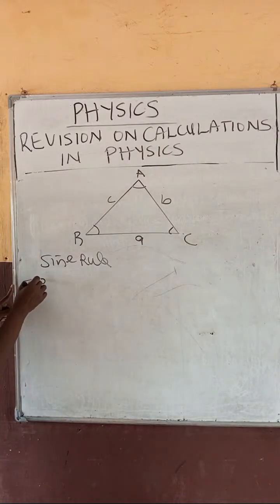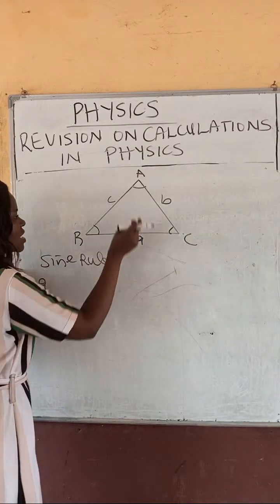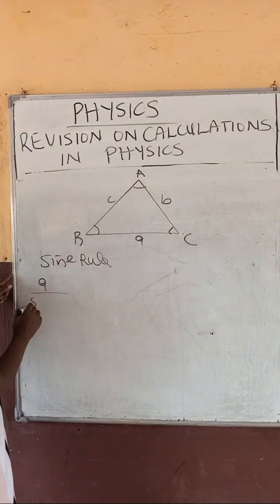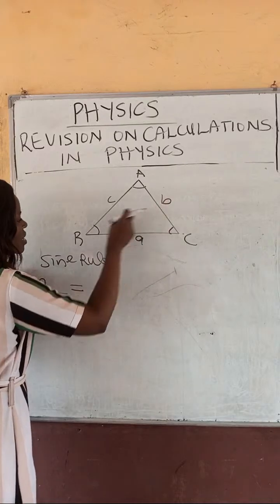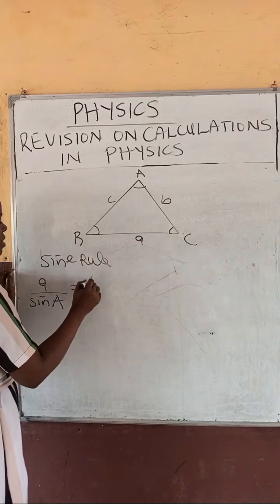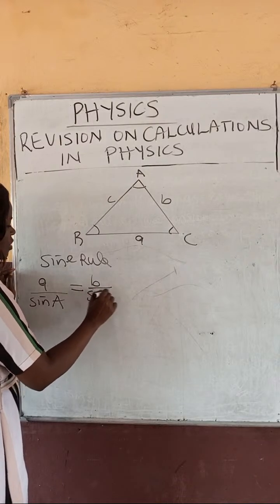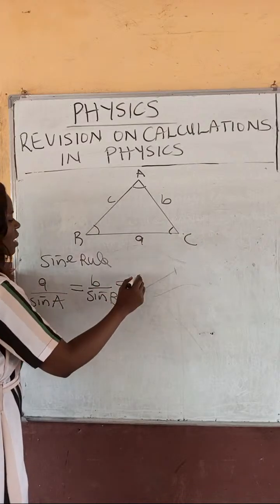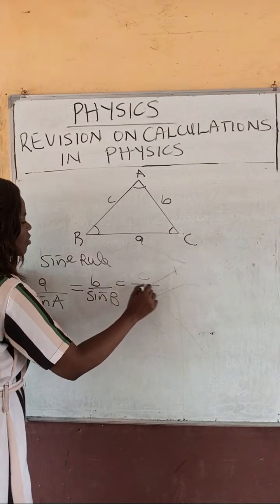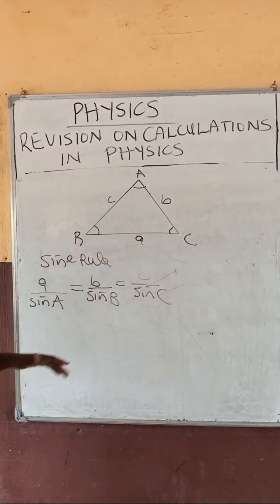So that is what? a. The angle facing this a is angle A. I will now say a over sine angle A is equal to b. The side facing it is angle B. So I will now say b over sine angle B. Right? Then c. The angle facing it is C. I will now say c over sine angle C. So that is what I mean by a over sine A. Do you understand? So using the knowledge of sine rule to solve the principle of triangle of forces. Is that okay? Do you get it now, Secondus?